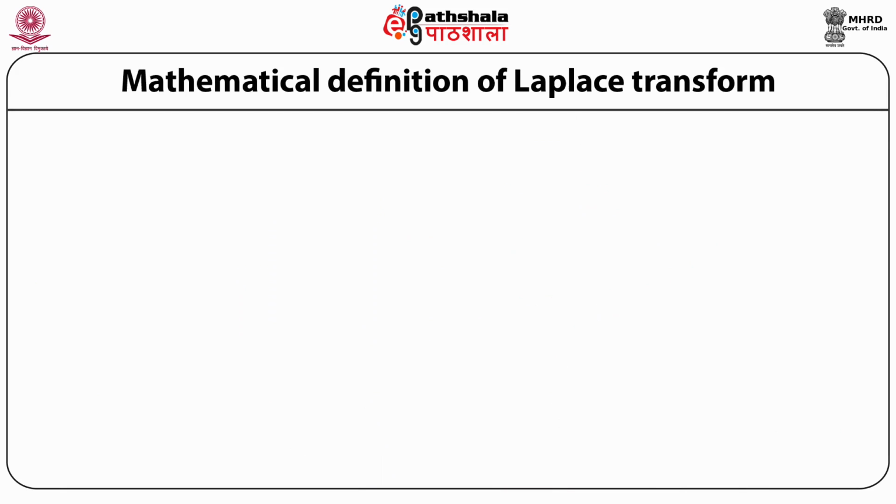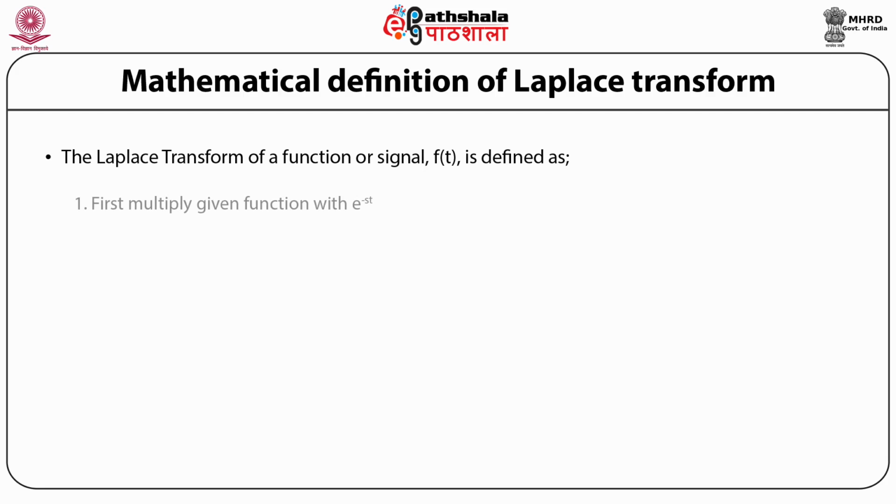What is the mathematical definition of Laplace transform? The Laplace transform of a function or signal f of t is defined as: first multiply the given function with e power minus st, then integrate the product by applying the limit 0 to infinity. Please remember that Laplace transform is always in the positive zone. That means time can only be positive. So always Laplace is 0 to infinity. This is a key difference between Laplace and Fourier transforms, which we are going to see later.